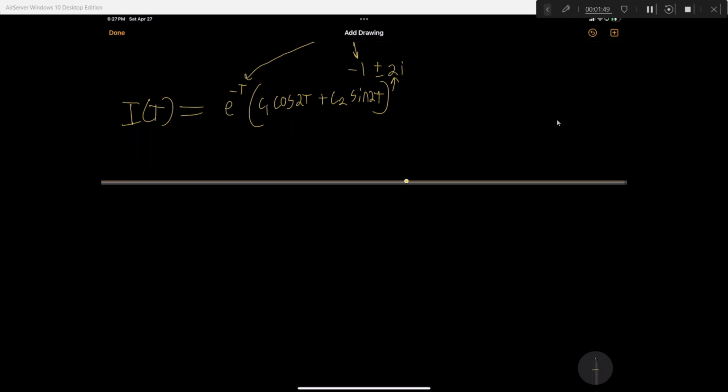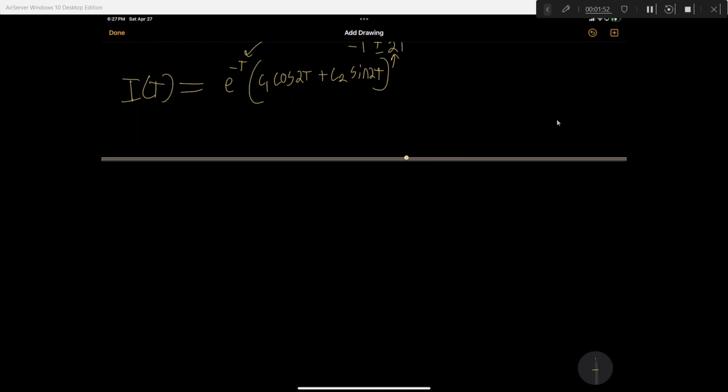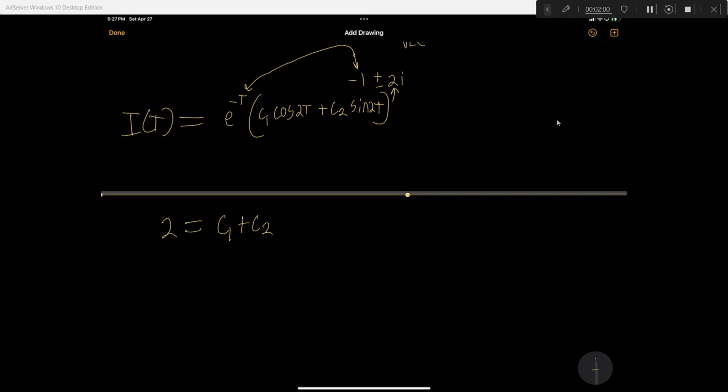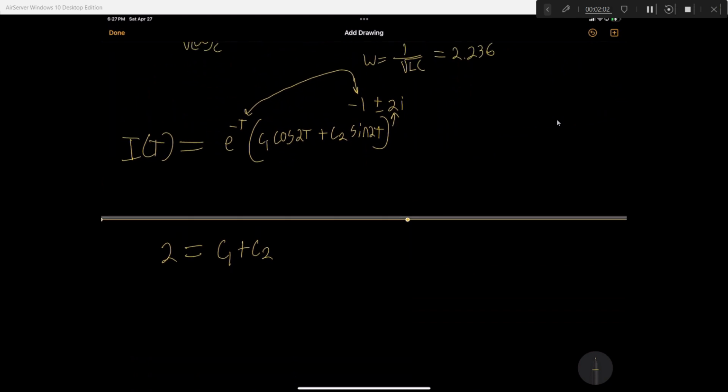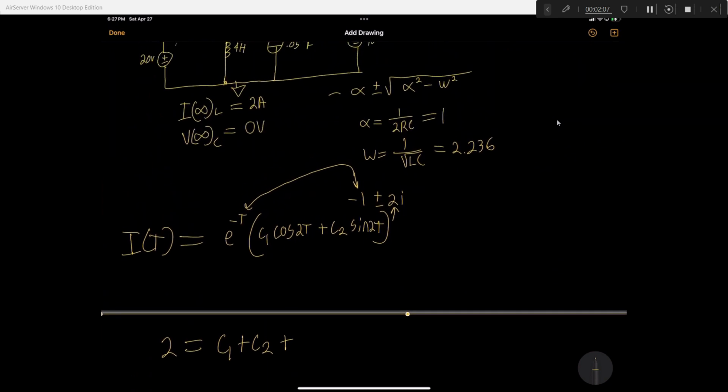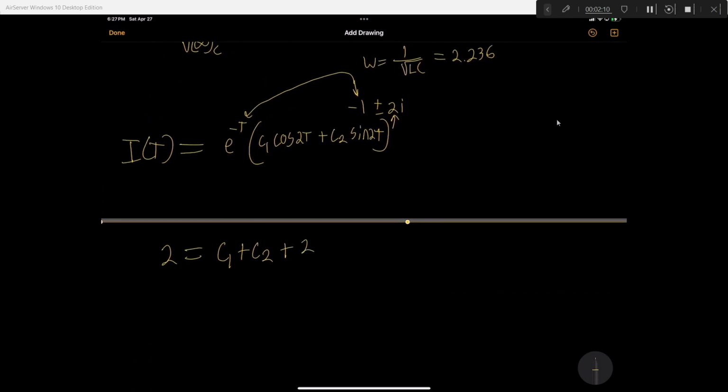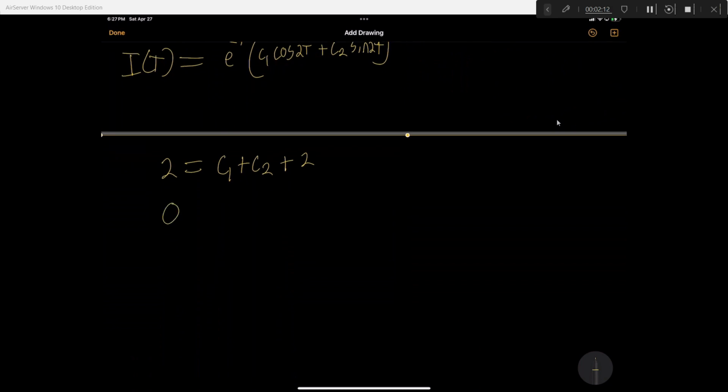So we're going to set up our equation to find our constants C1, C2. It's going to be 2 is equal to C1 plus C2, right? Because this is for I of t at 0 plus, the final value for the current, which is 2 amps. So this is going to be 0 is equal to C1 plus C2. That's what we get.